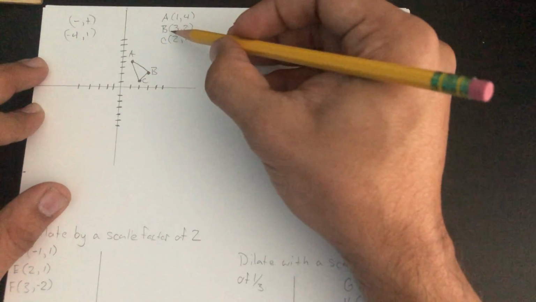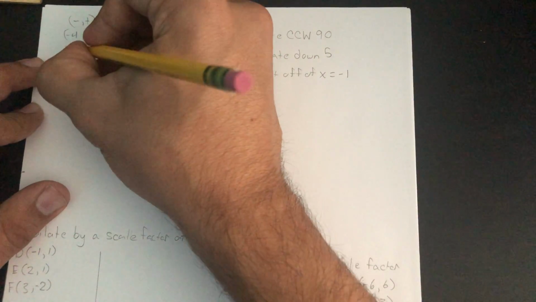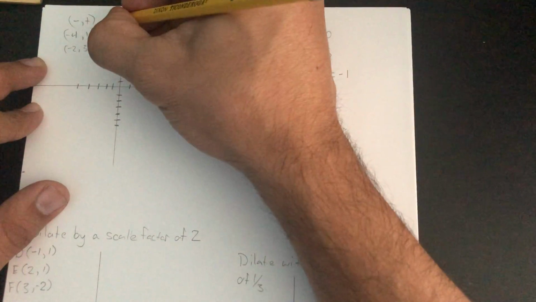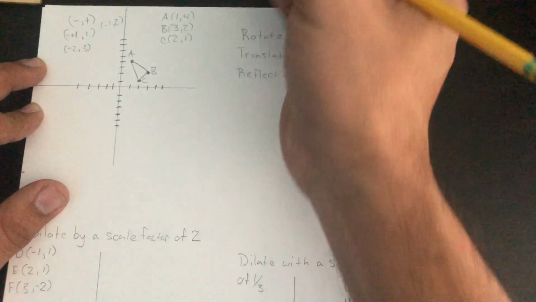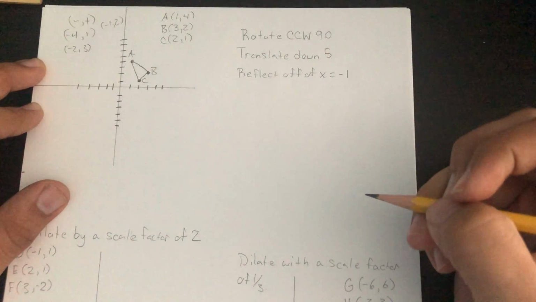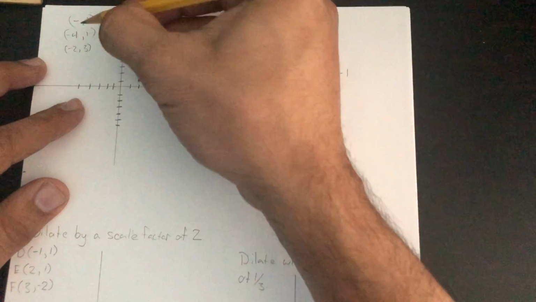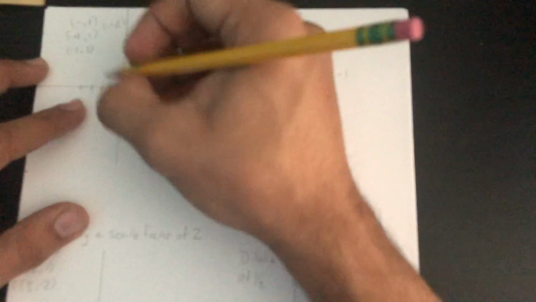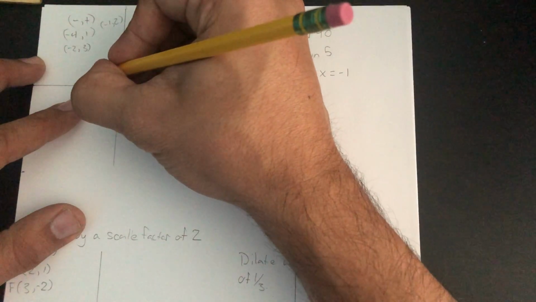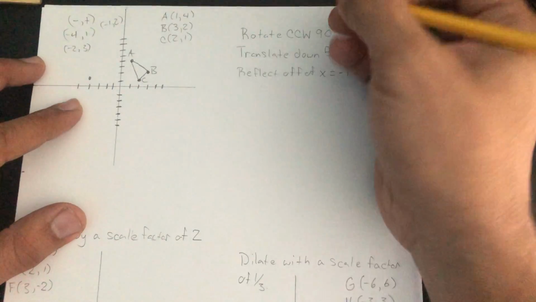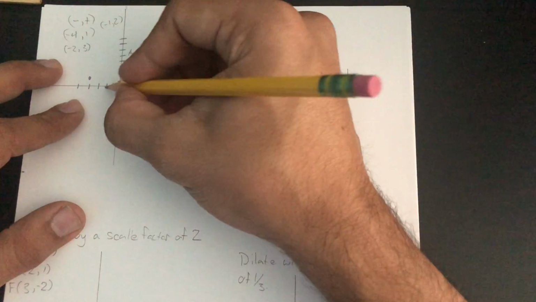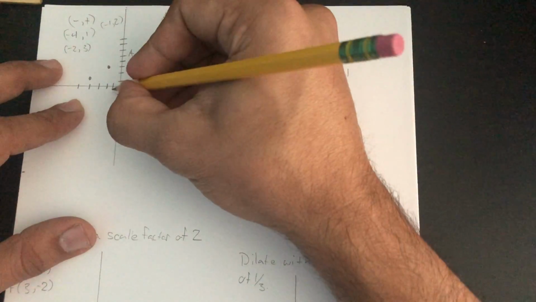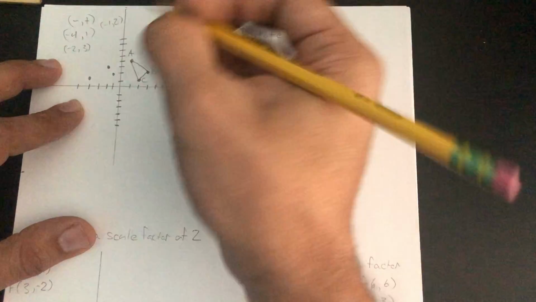And B, which is 3, 2, will become negative 2, 3. And C, which is 2, 1, will become negative 1, 2 in this quadrant. So now all I have to do is find these points in here, and it'll be rotated. So negative 4, 1 will be right here. Negative 2, 3 will be right here. And negative 1, 2 will be right here.